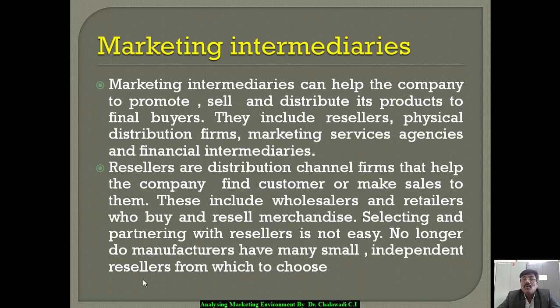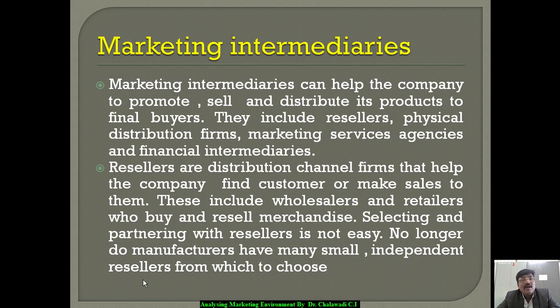These include, for example, wholesalers and retailers who buy and resell merchandise. Selecting and partnering with the resellers is not easy, right? If I am the retailer, if I am the wholesaler, I will not take only one company's products. I will take the products of various companies, right? Wholesalers as well as retailers cannot be forced to sell particular products to the customers. It depends upon the option of the retailers as well as the wholesalers.